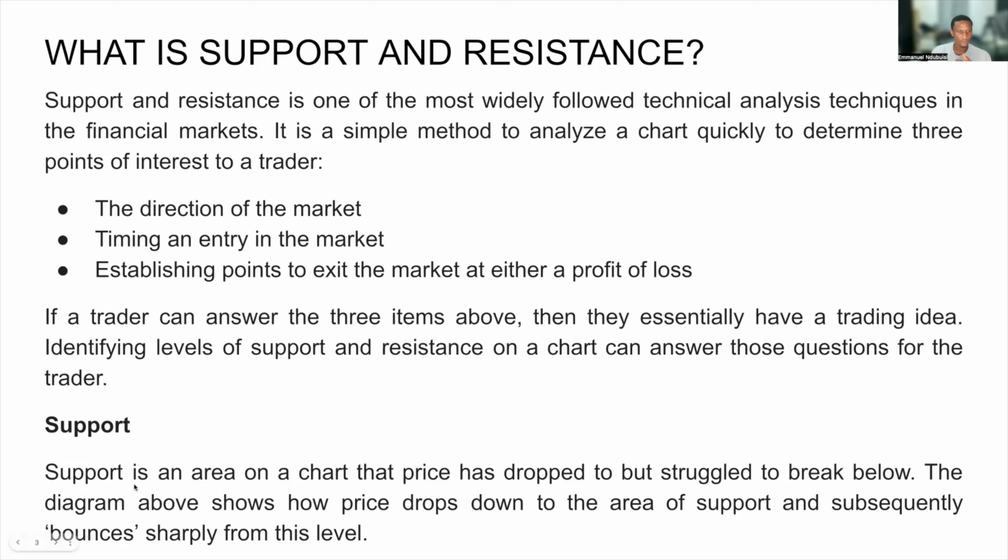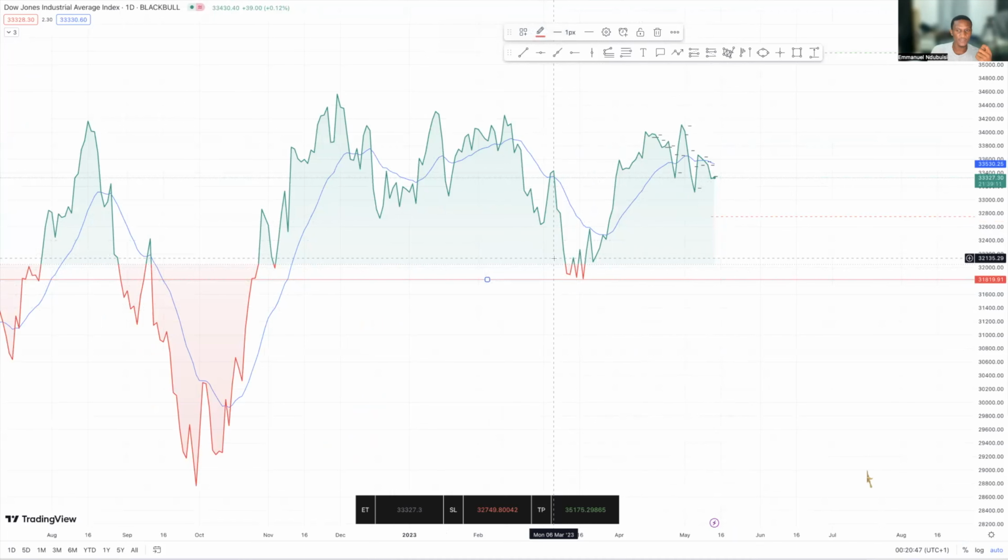Support is an area on the chart that price has dropped to but struggles to break below. Now, if you go to the chart, which we'll be going over right now, it says support is basically a place in the chart where the market has failed to break below. So if we can see any area in the chart where price has failed to break below, that area can be called a support area. So now let me look for those areas where price has failed to break below.